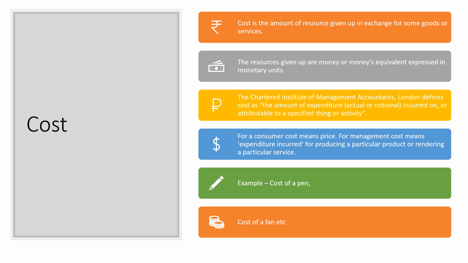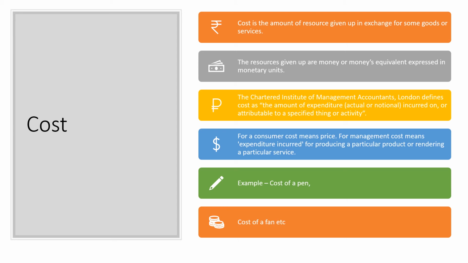According to the Chartered Institute of Management Accountants of London, they define cost as the amount of expenditure, actual or notional, incurred on or attributable to a specified thing or activity. So the institute gives a simple definition of cost, that it is the amount of expenditure which is either actual or notional and which is incurred on or which is attributable to a specified thing or activity.